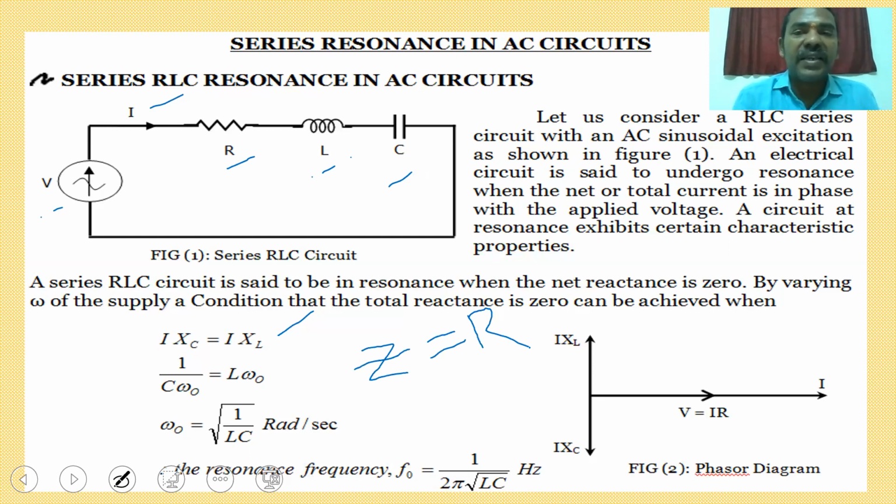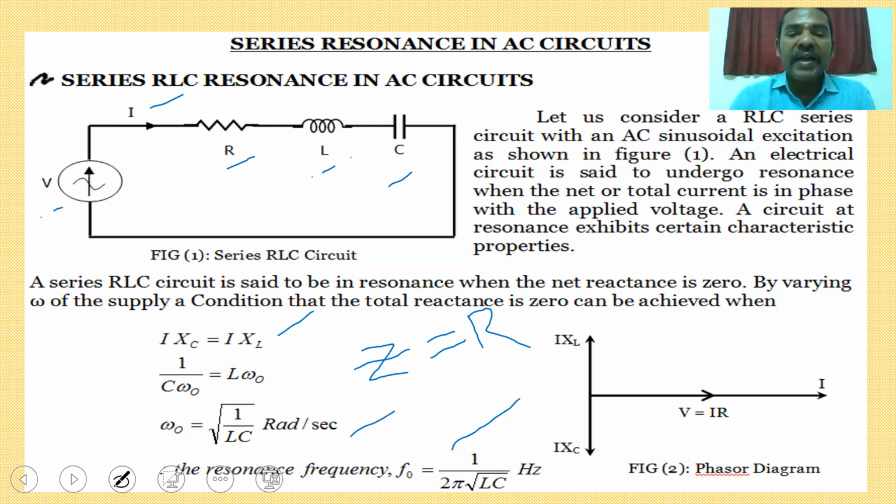So what is XC? XC is 1 by C omega naught. And what is XL? XL is L omega naught, where omega naught is the resonating frequency. By calculating this, omega naught is equal to root of 1 by LC. If you want to write in terms of frequency, the angular velocity can be represented as F naught is equal to 1 by 2 pi root LC, in units of hertz.